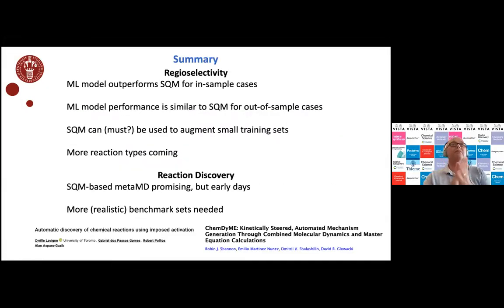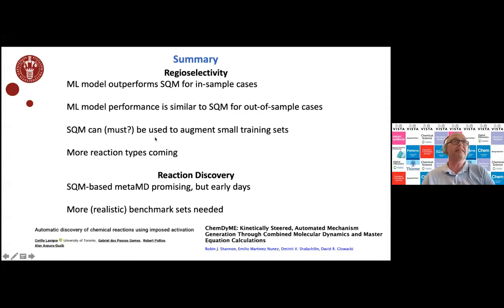So just to summarize, in the regioselectivity, if you have very large data sets, then it's going to be hard for quantum mechanics to beat that. Your machine learning model is just going to be able to learn what it needs to learn, and it can make predictions at a fraction of the cost. But here we're talking thousands of reactions.